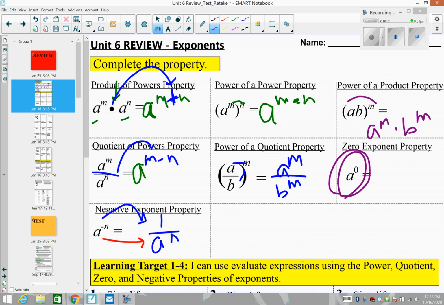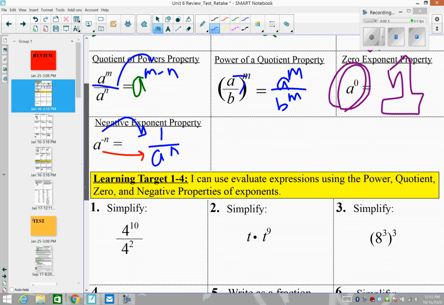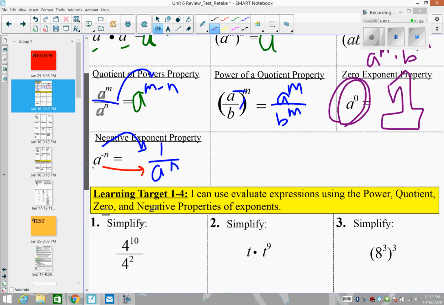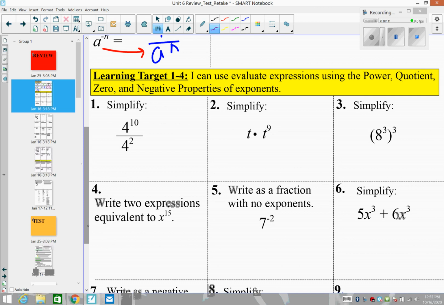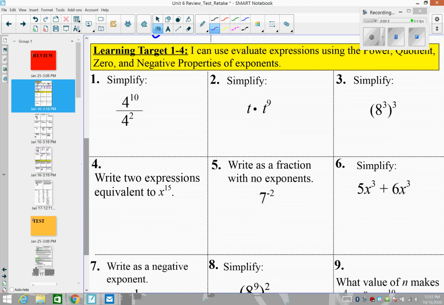And then the zero property, anything to the 0 power equals 1. It does not matter what the base is. We talked about how that is about patterns, and that's the why. Lots of kids think it's 0, but it's 1. So now we're going to use those properties for all of these learning targets on evaluating expressions. We're going to use power, quotient, 0, all the properties. All right, here we go.